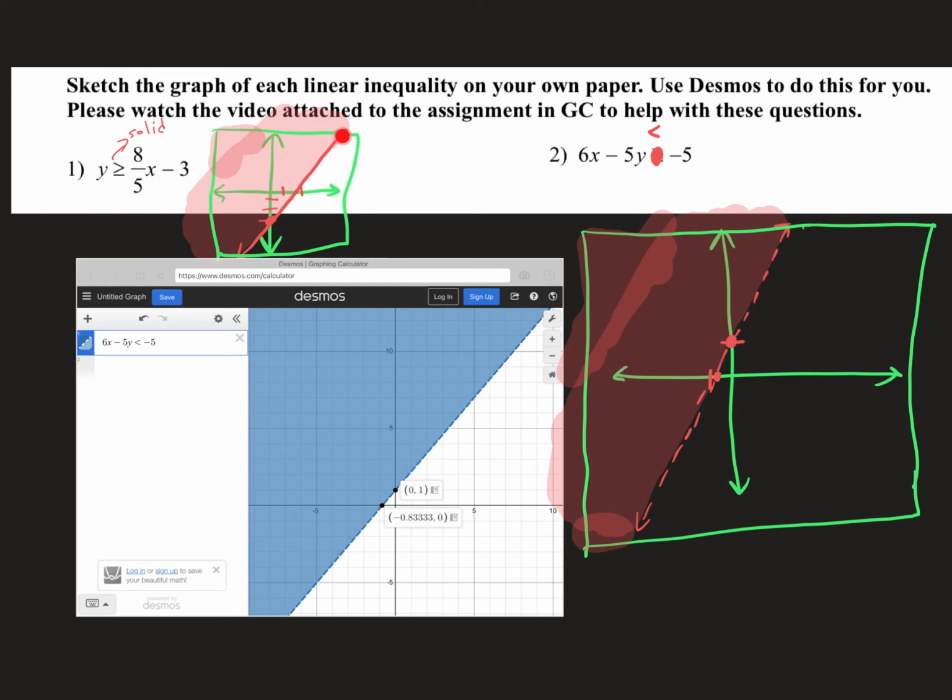Now, any ordered pair on this line is a solution because it's equal to. Any ordered pair on this line is not a solution because it's not equal to. So that's the difference between those two. Now let's go on to the next example.